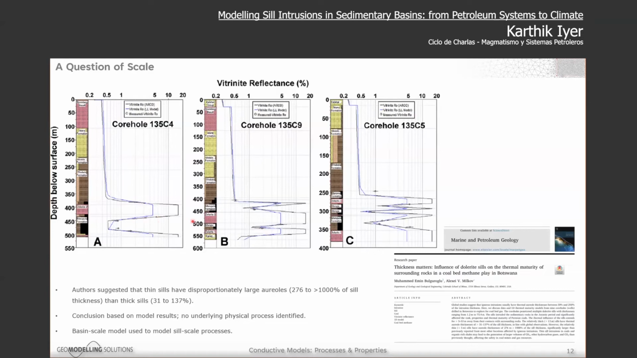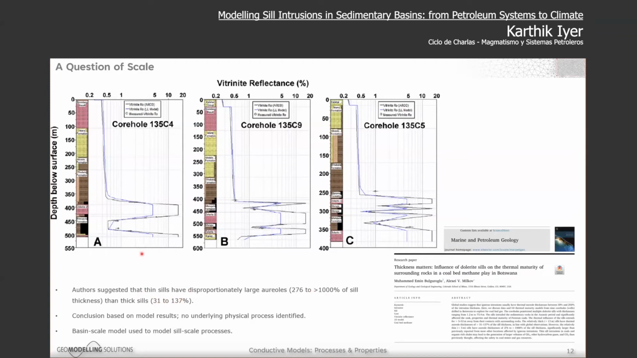And using this tool, they said thin sills have very, very big aureoles, 276 to greater than 1,000% of the sill thickness, versus thick sills, 31 to 137%. And based on physical processes alone, from general physics, you cannot explain these large aureoles. Generally, sills tend to have aureoles between 50 to 200% of their thickness, because it's all property dependent, like I showed you, and process dependent.